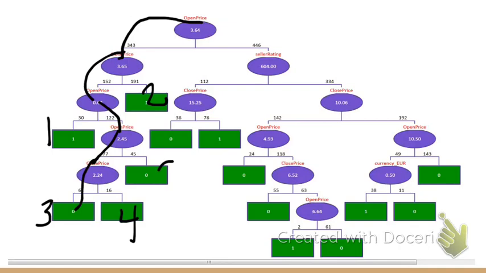Then I made this rule number 5, and again I went down this same traversal, except when I got to open price, I'm saying open price is greater than or equal to 2.45, and it is not competitive. So I kind of jumped around.